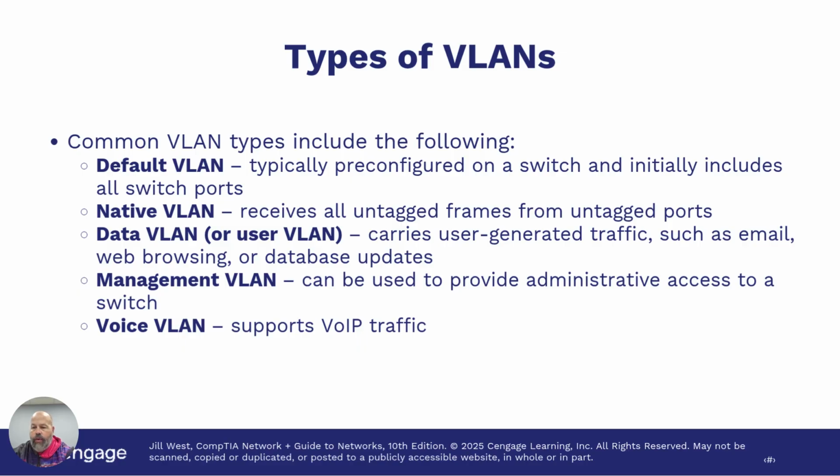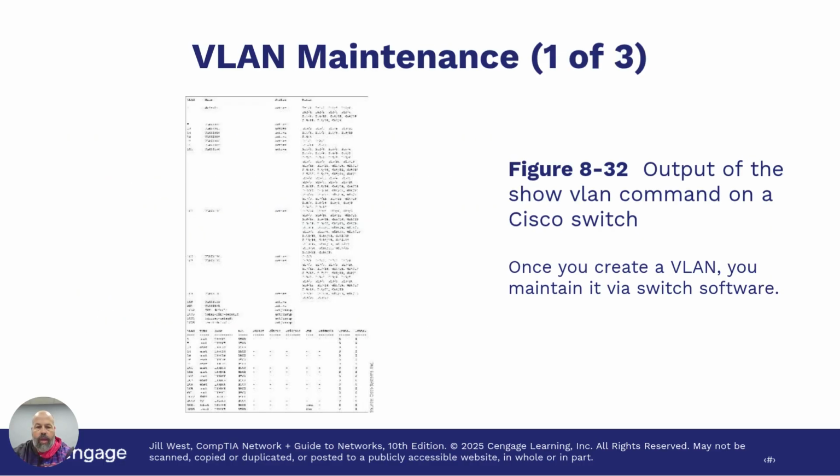A data VLAN or user VLAN carries actual user-generated traffic like emails and web browsing. That's kind of like the main highway. A management VLAN provides administrative access to the switch, which is like a secure backdoor for IT staff only. And a voice VLAN is optimized for voice IP traffic, giving phone calls priority over other data. It's like having express lanes, regular lanes, emergency lanes, special lanes for ambulances, all in the same road system. And it's very hard to see, but there's a graphic there.